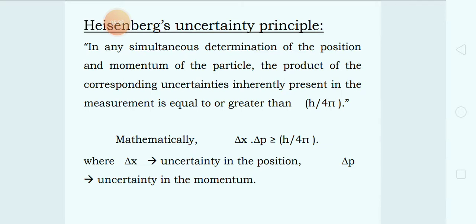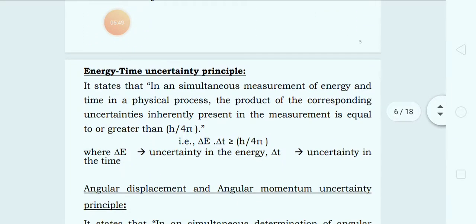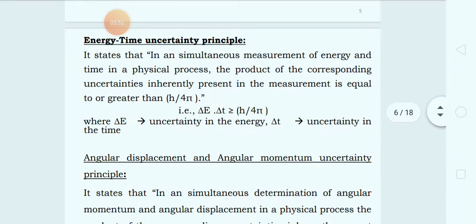This Heisenberg uncertainty principle is also applicable to another pair of physical parameters, namely the measurement of energy and time of a particle. Statement of the Heisenberg uncertainty principle for energy and time: it states that in a simultaneous measurement of energy and time in a physical process, the product of the corresponding uncertainties inherently present in the measurement is greater than or equal to h by 4 pi. Mathematically we can write delta E into delta t is greater than or equal to h by 4 pi, where delta E is the uncertainty in the measurement of energy and delta t is the uncertainty in the measurement of time.